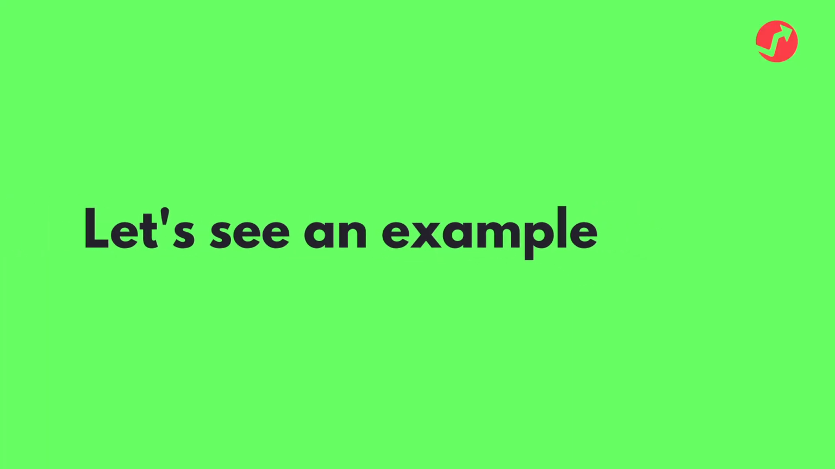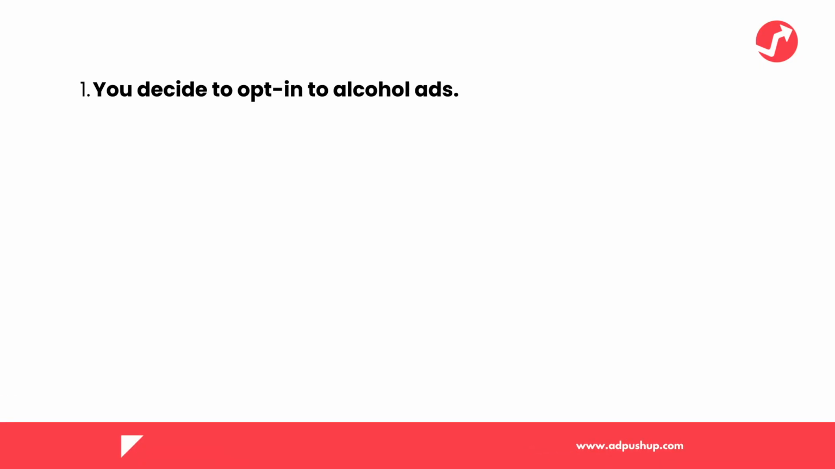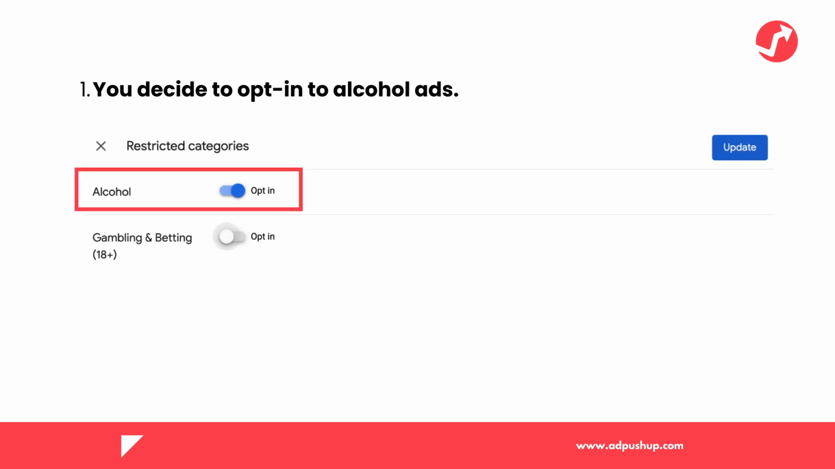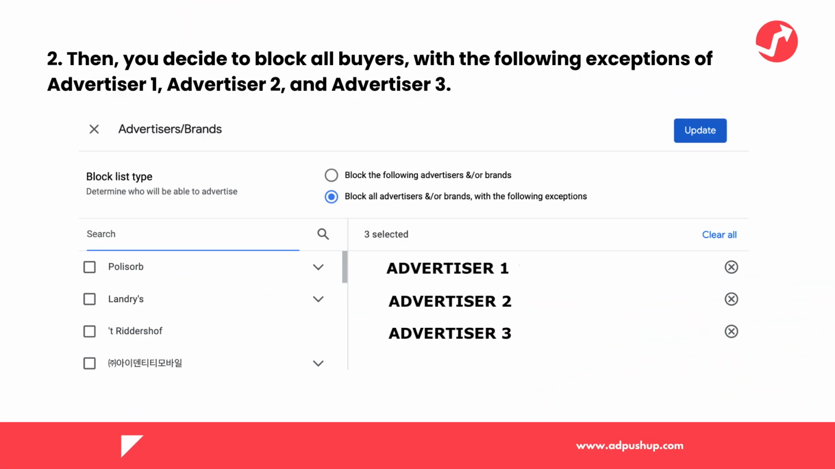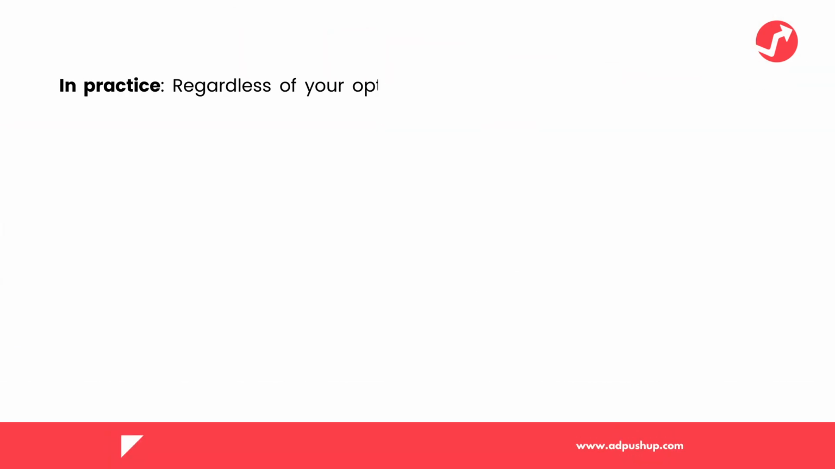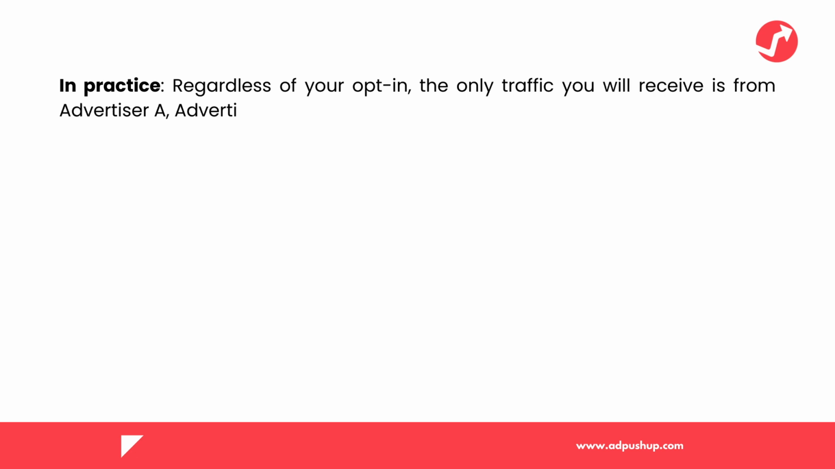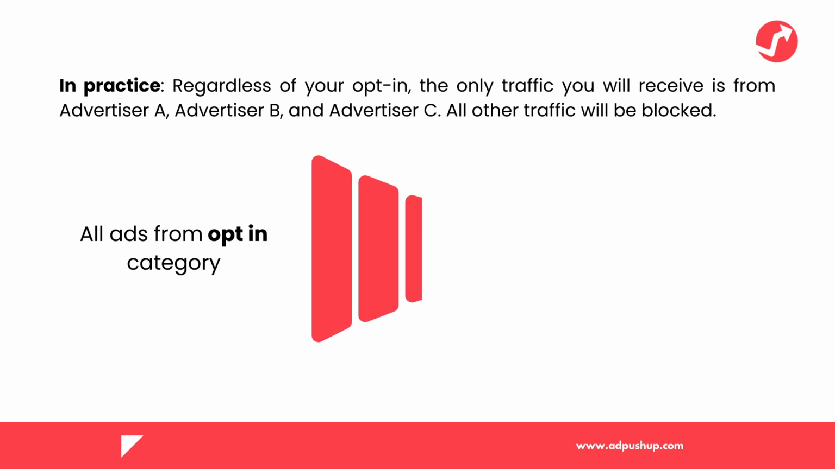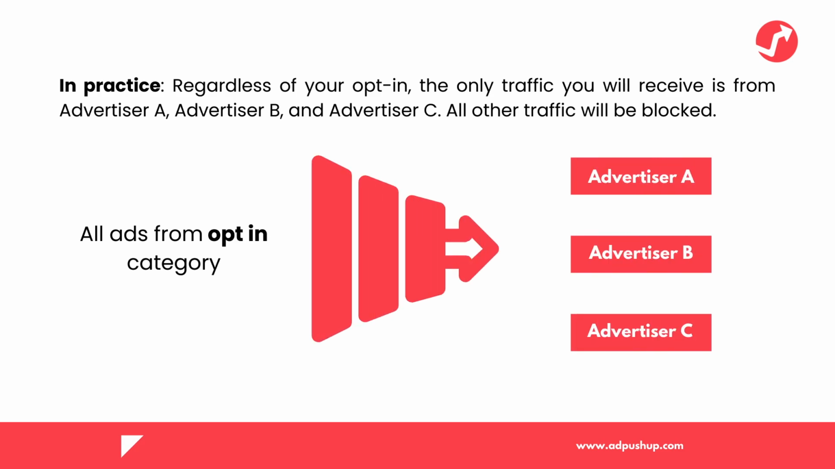Now let's see an example of blocking rules. Blocking rules are part of the ad content category. First, you decide to opt in to alcohol ads, but you decide to block all buyers with the following exceptions: advertiser 1, advertiser 2, and advertiser 3, which are related to the opt-in for alcohol ads. So in practice, regardless that you opt in for alcohol ads, you will only receive traffic from advertisers A, B, and C. All the other traffic will be blocked.